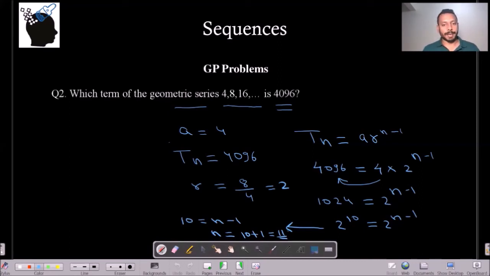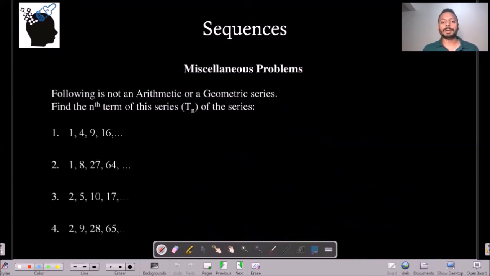So let's have some fun now and try to figure out some of these series which are neither arithmetic progression nor geometric progression. So there are a sequence of questions. Let's start taking the questions one by one and let's try to figure out what is the nth term of this series and how can we write the nth term in terms of n. So let's try the first one.